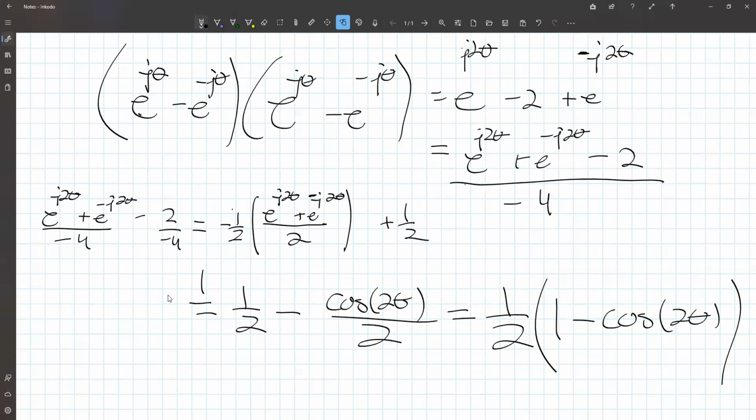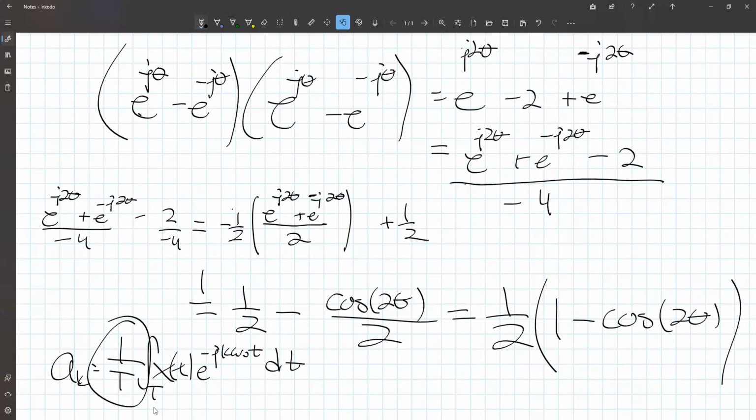In the formula, you have a_k equal to 1/T times the integral over T of x(t) e^(-jkω₀t) dt. This right here is like a normalization. That's all it is. I ran out of room. That's what we're doing because we're integrating over all of t. We have to normalize it, and we normalize it by dividing by the period.